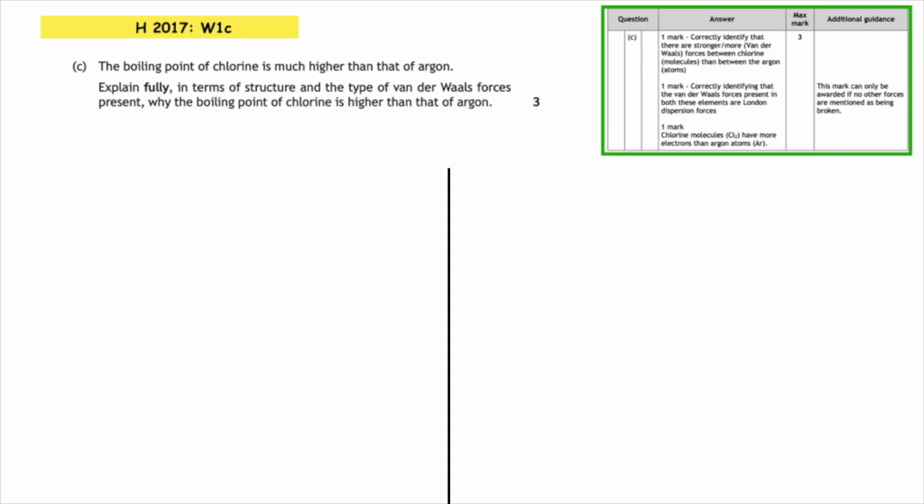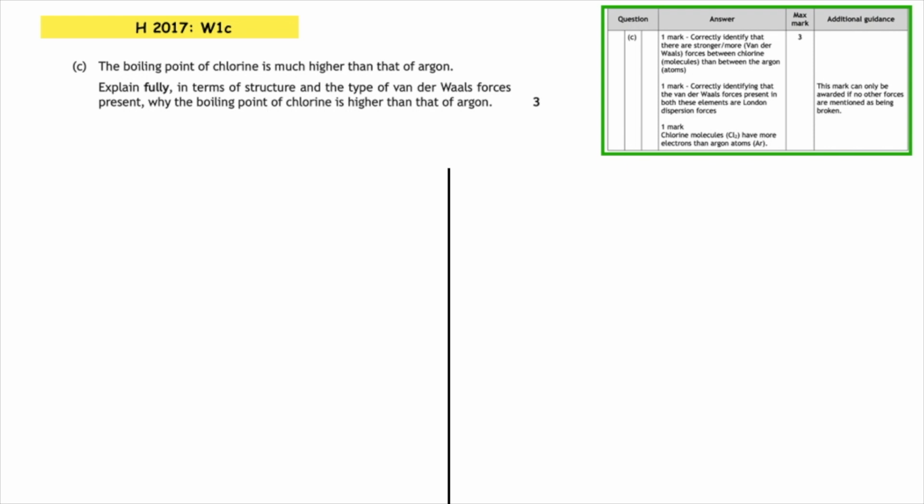This is a past paper question from the Higher 2017, written 1C. The boiling point of chlorine is much higher than that of argon. Explain fully in terms of structure and the type of van der Waals forces, that's intermolecular forces, present, why the boiling point of chlorine is higher than that of argon.